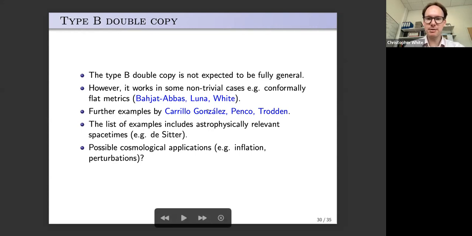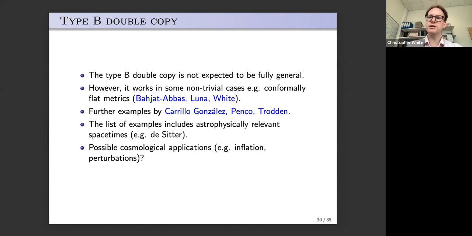And there are further nice examples given by these people here. What I would say is that the list of examples where this works includes astrophysically relevant spacetimes like de Sitter, which we happen to live in, as far as we know. So no one's really applied the double copy to cosmology, but I wonder whether there are things one could do, in which case you might want to consider some kind of curved space double copy and so on.